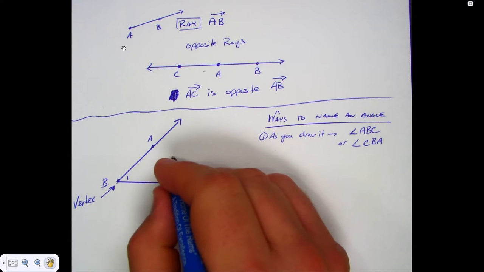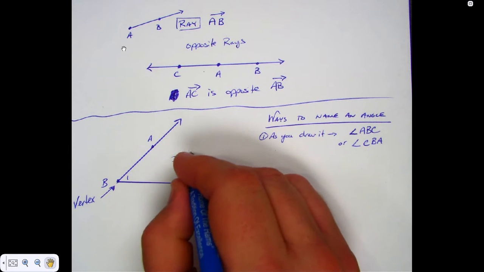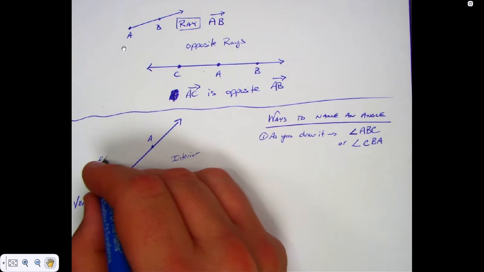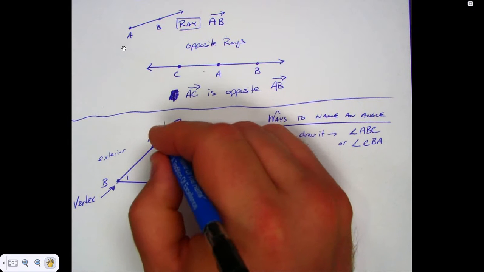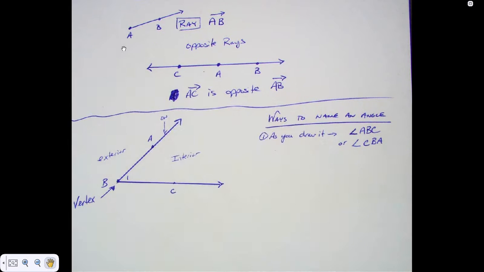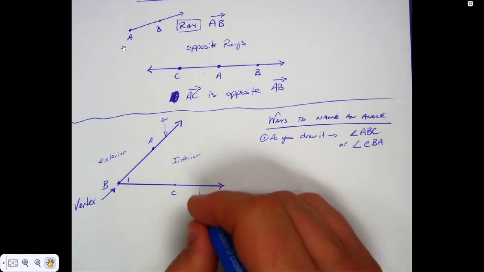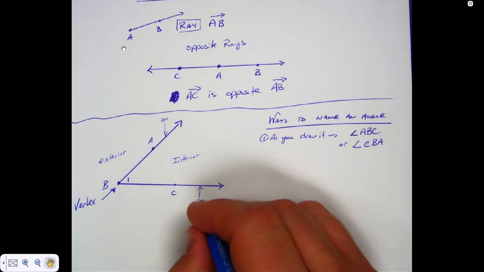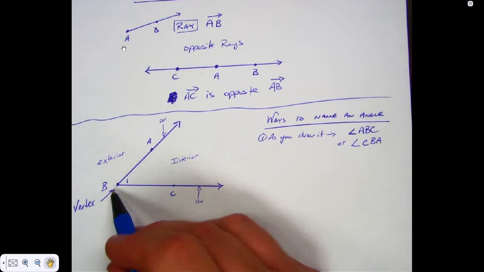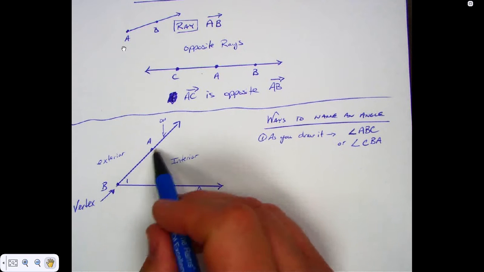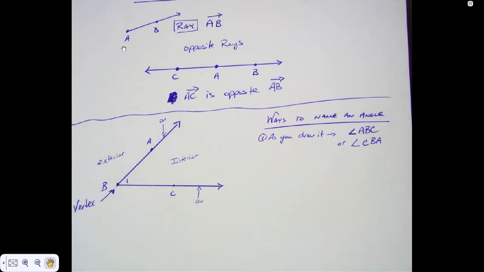What do you think this is called? The interior or the exterior? This is the interior. This is the what? And when you're on there, you're on. When you're on the sides, you're on. These are the sides of the angle. This angle is made up of side AB and side what? BC. All of that stuff you should have done before. Are we okay with that?